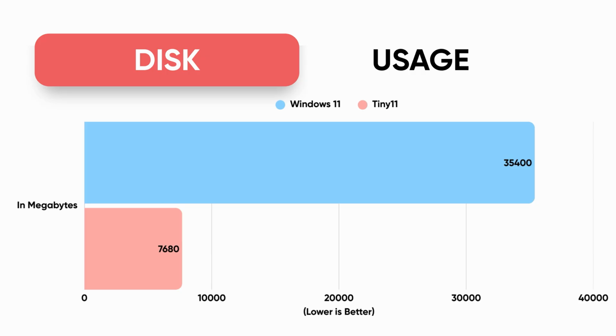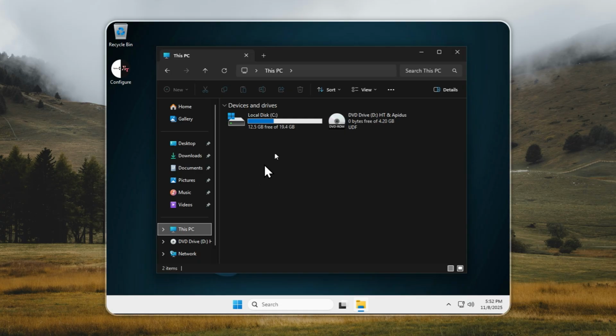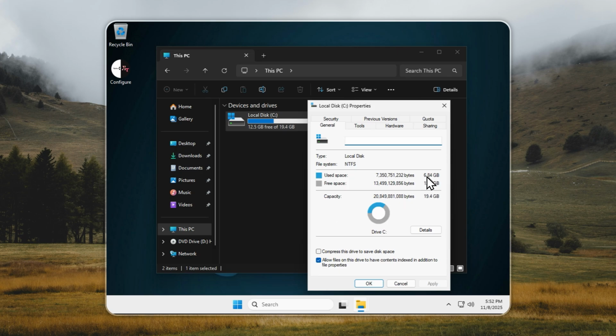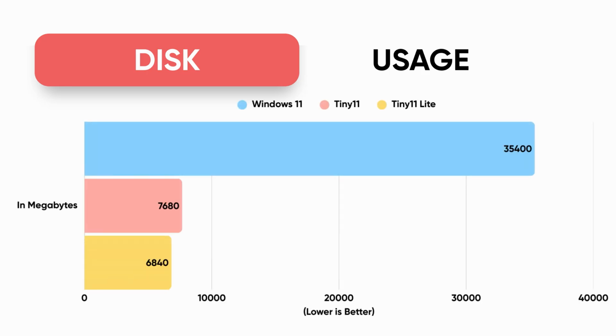Disk usage has gone from a massive 35 gigabytes on standard Windows to just 7.6 gigabytes on Tiny 11. Tiny 11 Lite pushes it even further. Only 6 gigabytes after installation. That's a full Windows setup that fits on even the smallest drives, perfect for low storage systems.